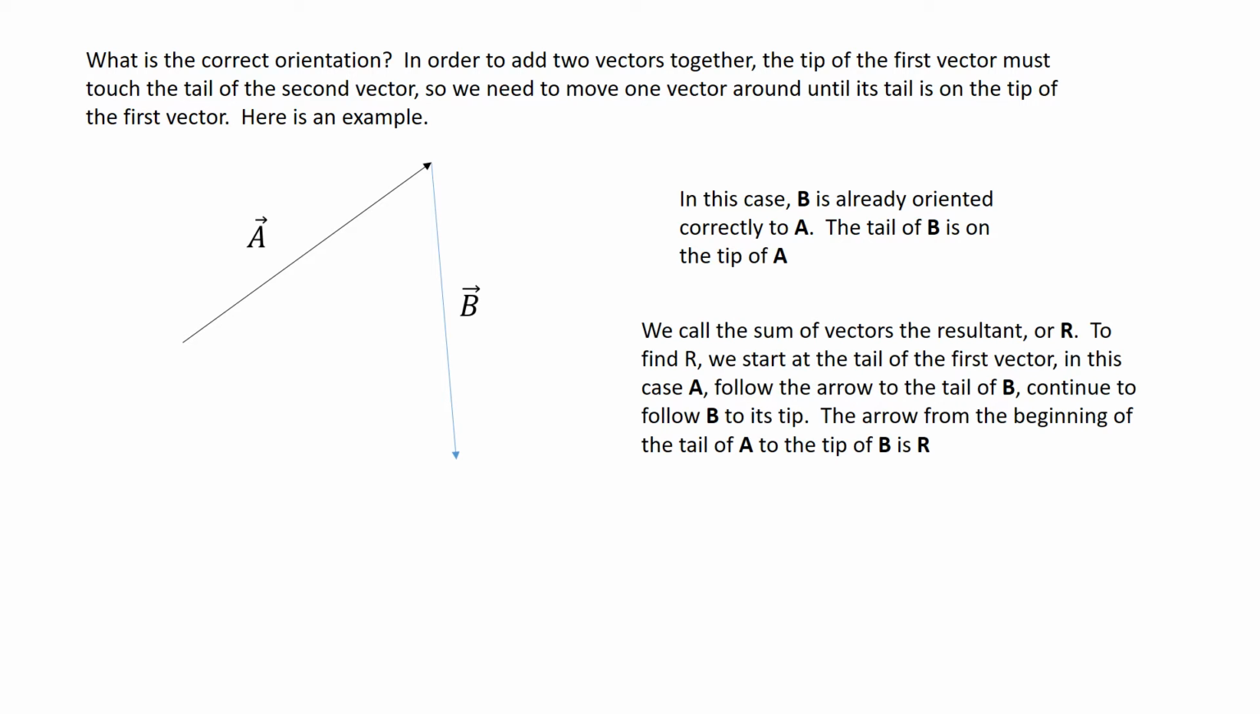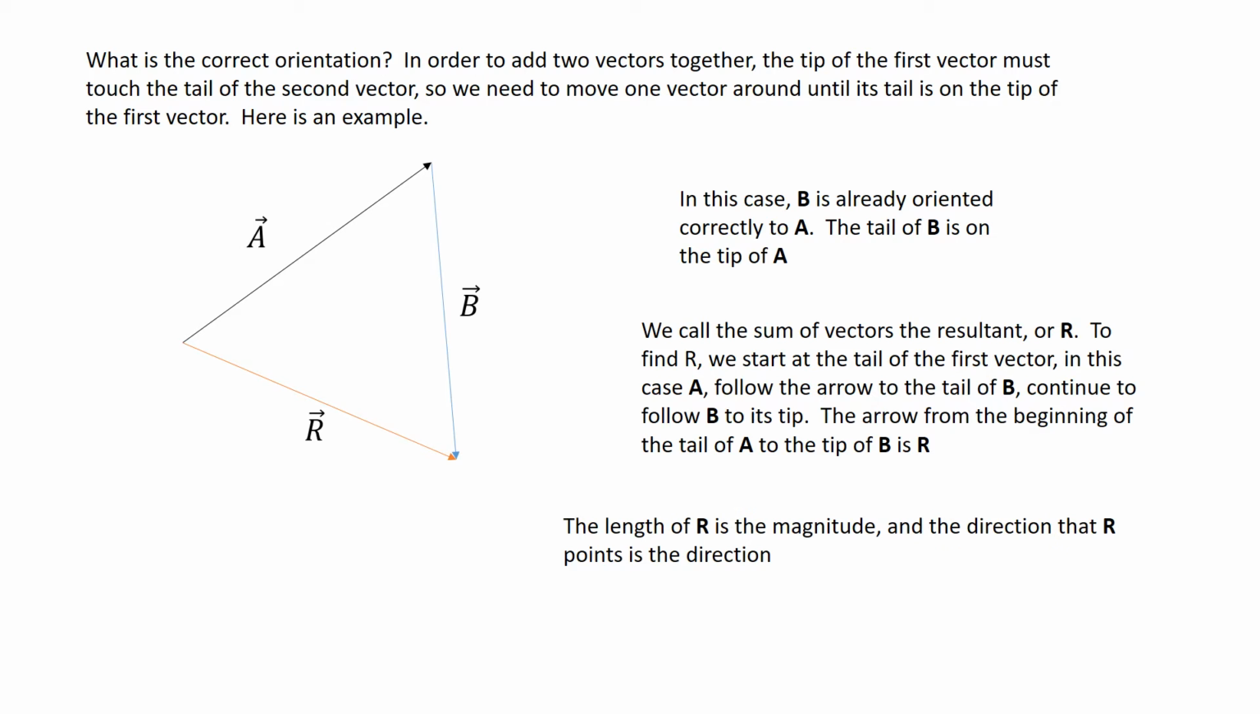We'll call the sum of the vectors the resultant, or R. To find R, we start at the tail of the first vector, in this case A, follow the arrow to B, continue around B till we get to its tip. The arrow from the beginning of the tail of A to the tip of B is R, the resultant vector. There it is. The length of R is the magnitude, and the direction that R points is the direction.